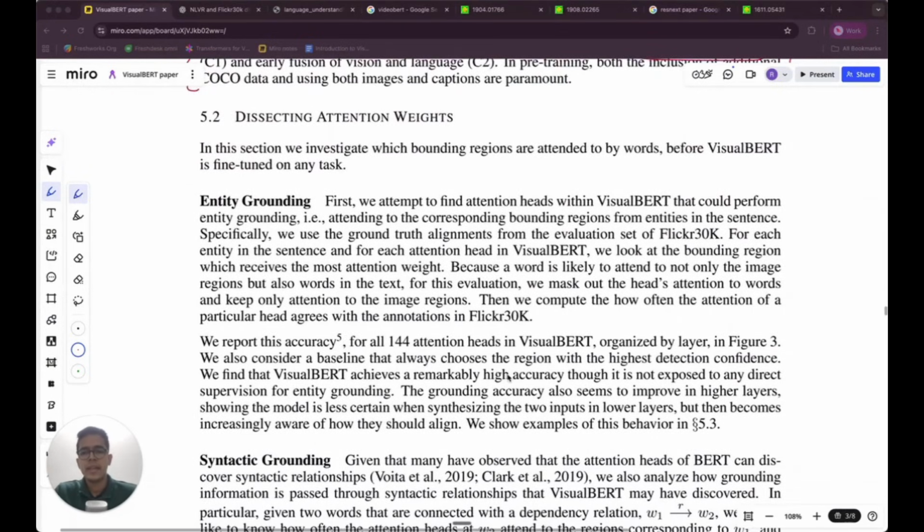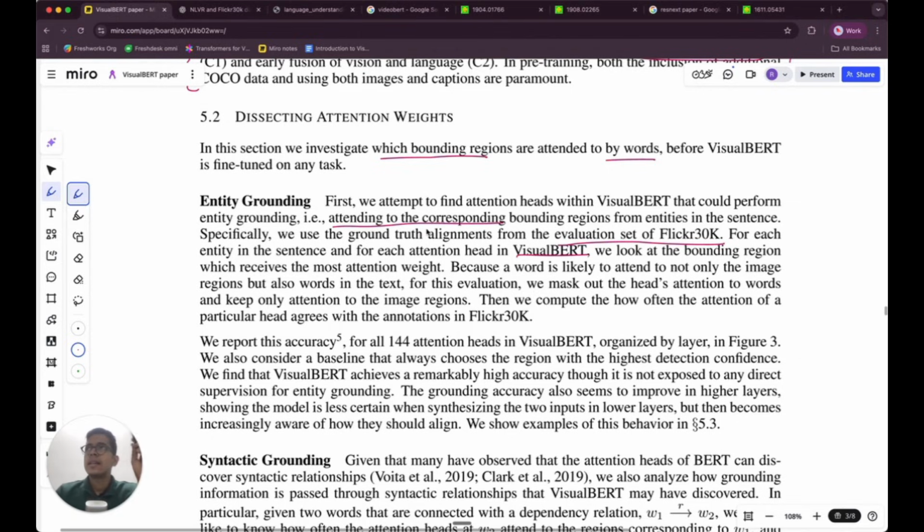So entity grounding. In this section, we investigate which bounding regions from the image are attended to by words before VisualBERT is fine-tuned on any task. So entity grounding, first we attempt to find attention heads within VisualBERT that could perform entity grounding, that is attending to corresponding bounding regions from entities in the sentence. This is what we saw in figure number 1. Specifically, we use the ground truth alignments from the evaluation set of Flickr30K for each entity in the sentence, and for each attention head in VisualBERT, we look at the bounding region which receives the most attention weight.